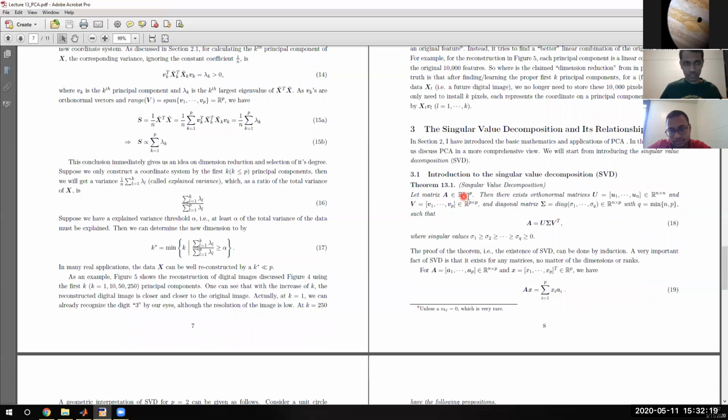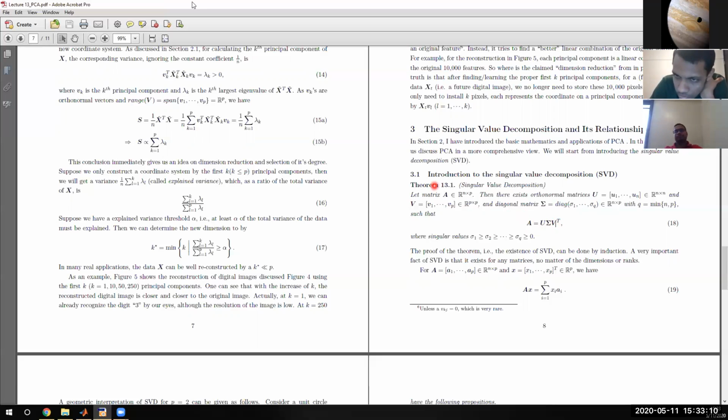Let A be a matrix, n by p, and it doesn't matter what the rank is. It doesn't matter what the dimension is. There always exists a unitary, or let's say orthonormal, matrix U in R^{n×n} and V in R^{p×p}, and a diagonal matrix, which is sigma_1 to sigma_q in R^{n×p}, where q is the minimum of n and p, such that A equals U sigma V transpose. So that means any matrix can be decomposed as a unitary matrix times a pseudo diagonal matrix, I'm going to introduce why it's not a real diagonal matrix, times V transpose, where V is also a unitary, or let's say orthonormal, matrix.